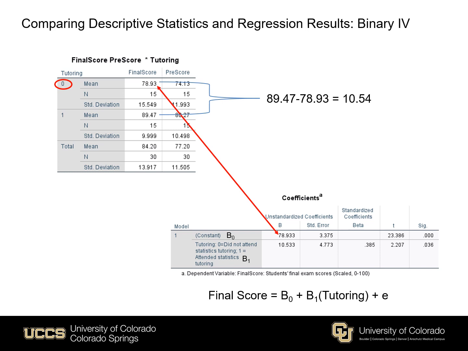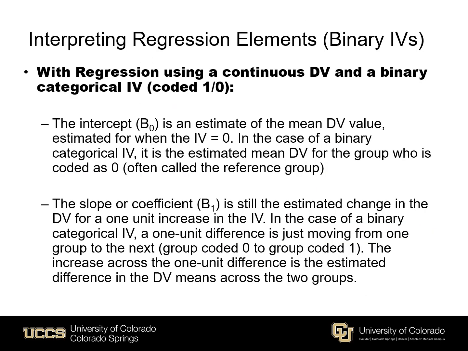Also, the tutoring effect is our B1 slope in the model. And there's our 10.533 that we saw in the previous slide, and it's mapping very well to that mean difference in final score between those who did tutoring and those who did not. Let's take a minute now and review how to interpret regression elements when we have binary independent variables. In particular, when we're regressing using a continuous dependent variable and a binary categorical independent variable.